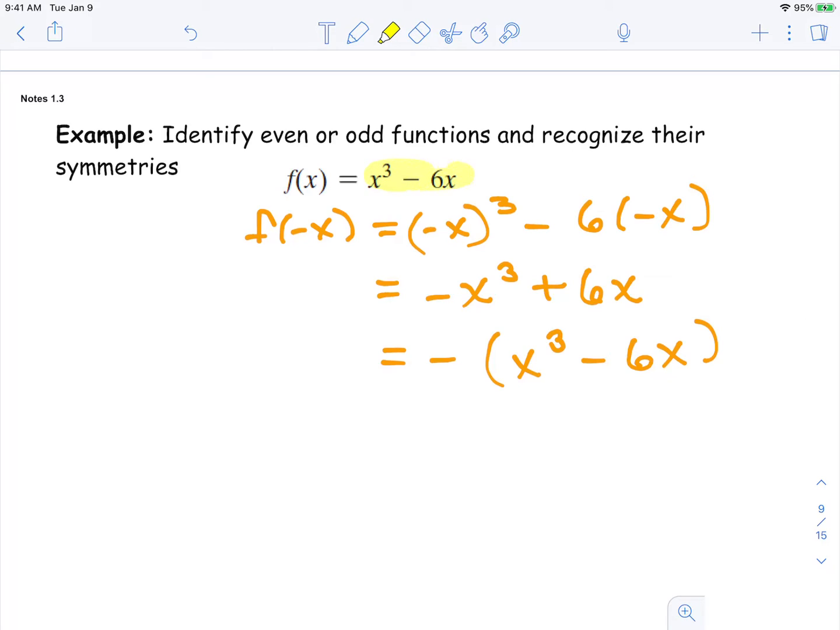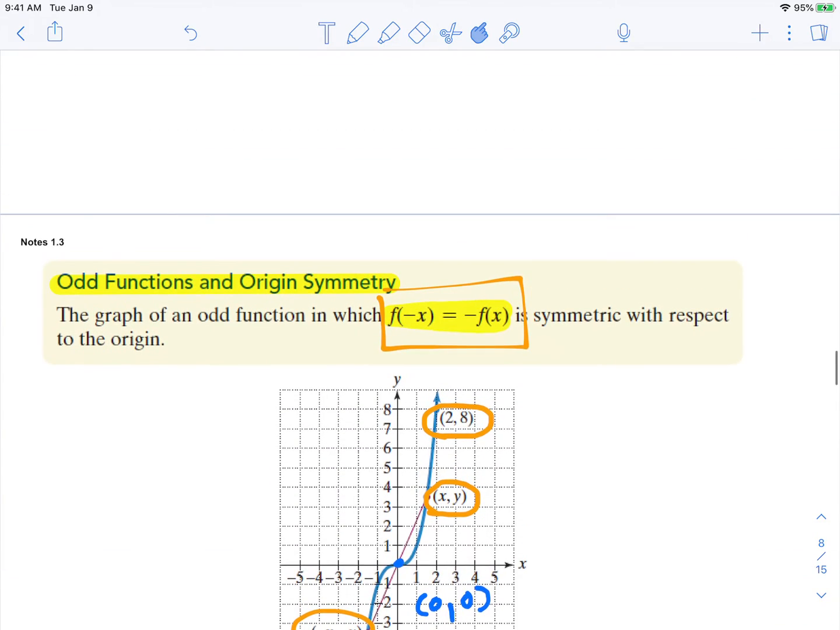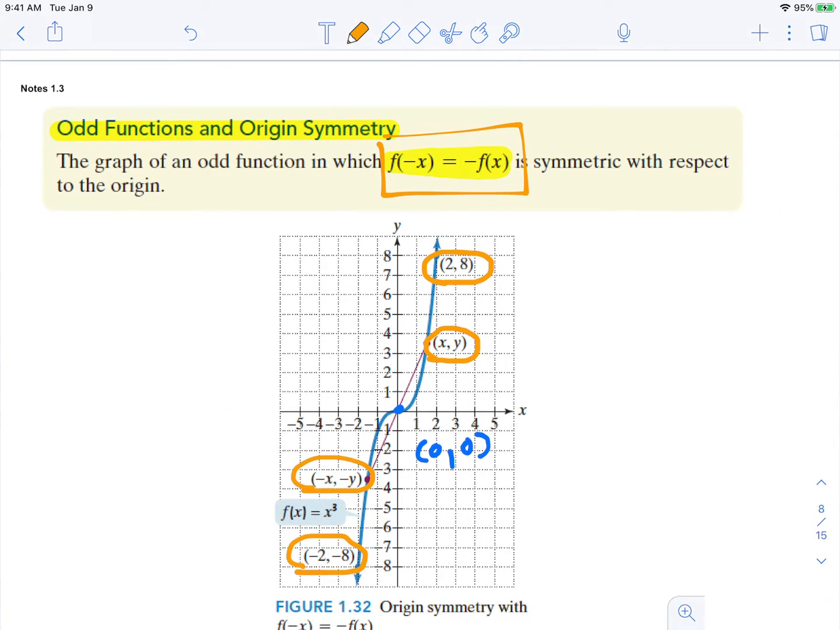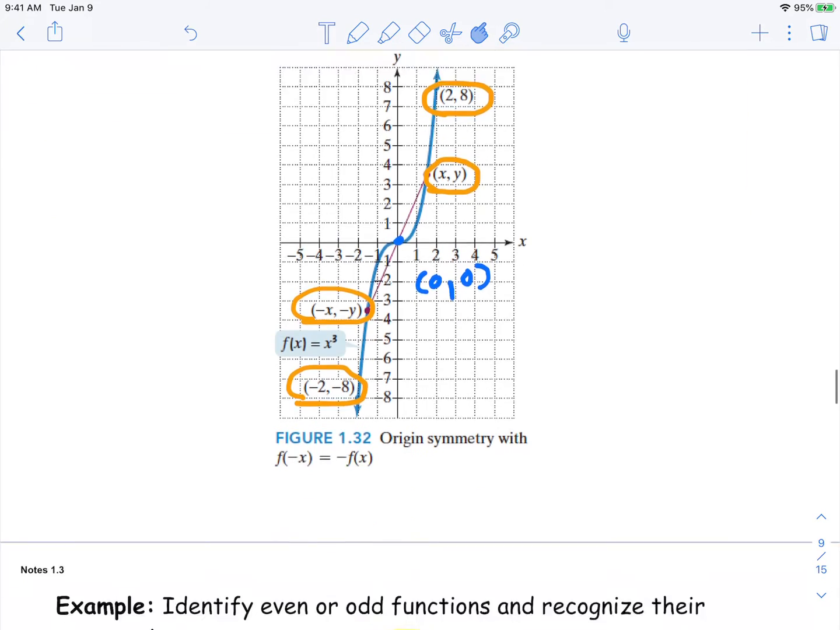So here's our original function right there, and then what's out in front is a negative. So f of negative x equals your original function with a negative out in front. So what does that mean for our symmetry? Look at this example above. If you evaluate the function for negative x and you get the original function with a negative in front, you have an odd function, which tells us you have origin symmetry.